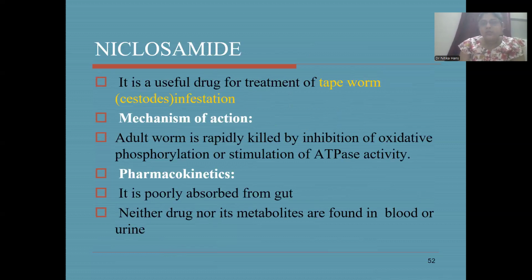Next drug is niclosamide. It is a useful drug for tapeworm infestation. Its mechanism of action is inhibition of oxidative phosphorylation or stimulation of ATPase enzyme, so there will be no synthesis of ATP, thus killing the cestodes. Pharmacokinetics: it is poorly absorbed from the gut. Neither the drug nor its metabolites are found in blood or urine.